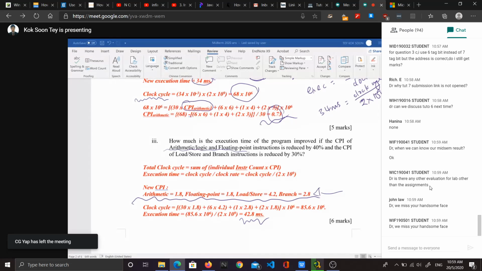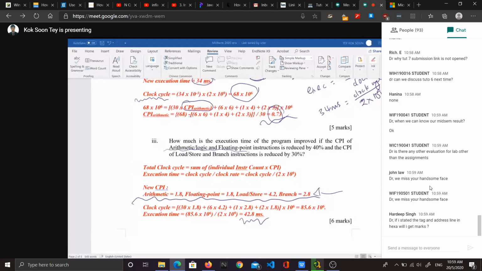Other than the assignment, they should have at least one more assignment in the lab. Okay? Tag at this line, hexa number. Yeah. If it's correct, then you should get marks. If it's in hexa, no worry.